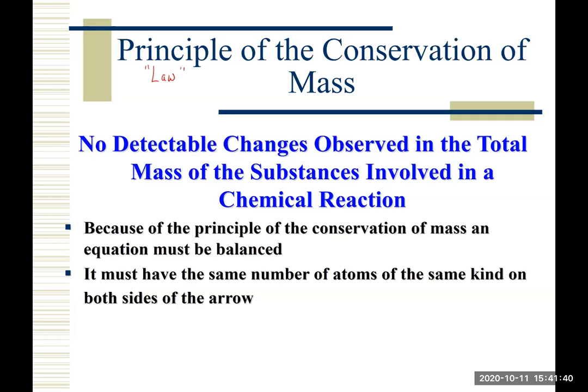Remember, we have the same number of atoms of the same kind on each side of the arrow because all carbons have the same atomic mass units. All hydrogen atoms have the same atomic mass units. All sodium atoms have the same atomic mass units. And we could go through the entire periodic table making this argument.